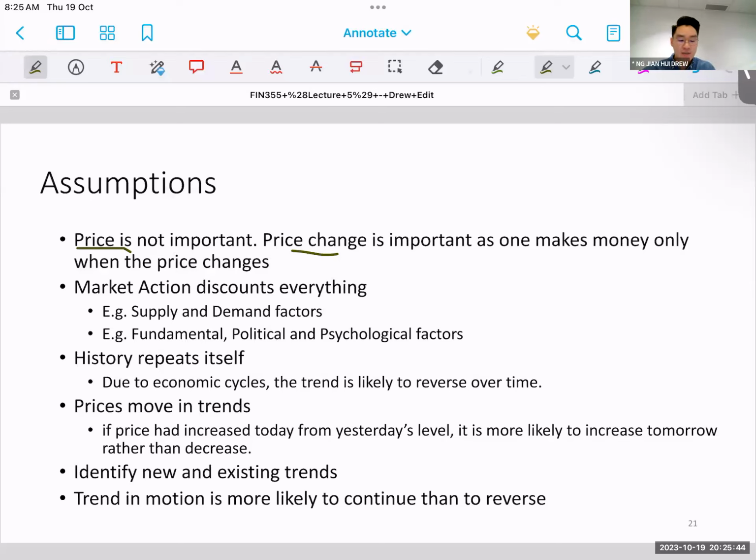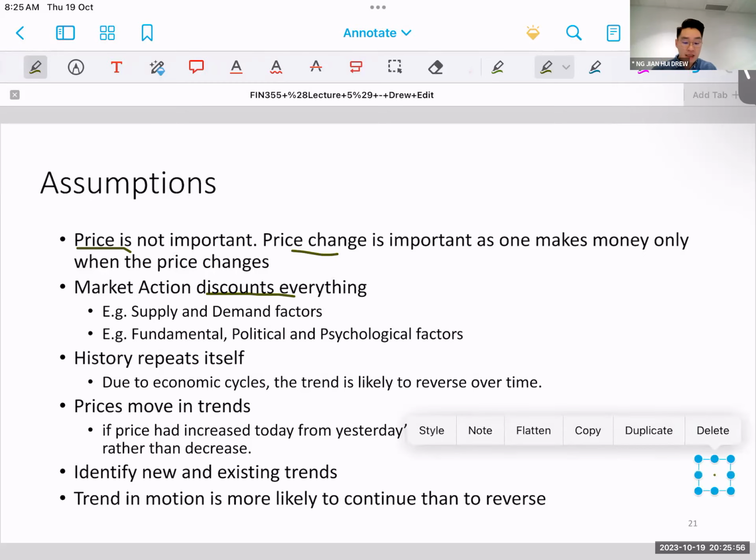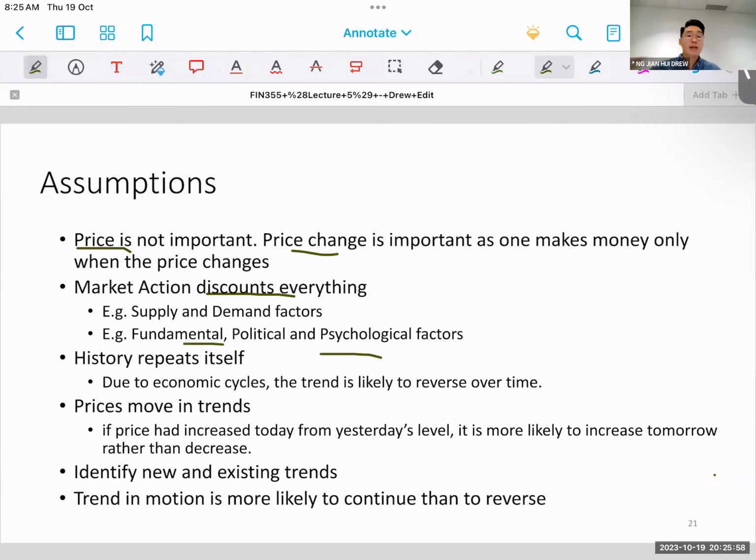Second, the market will discount everything. What does this mean? It means the market will take into account all the information that's available and price it in. It can be supply and demand factors, political, psychological, etc. So by looking at the market itself, we can easily work out what the supposed price is, and therefore what profit or loss you can make.